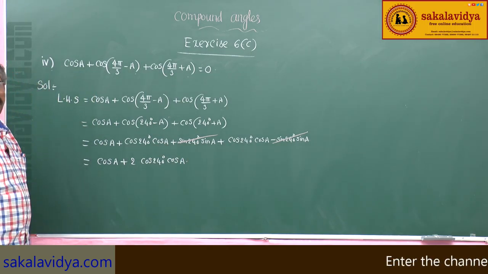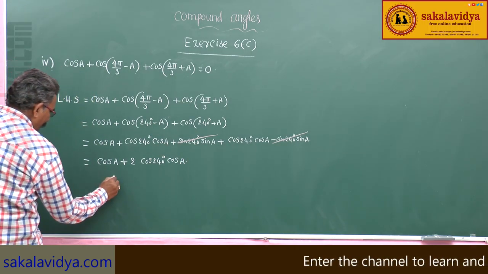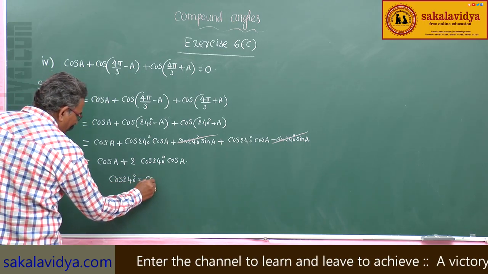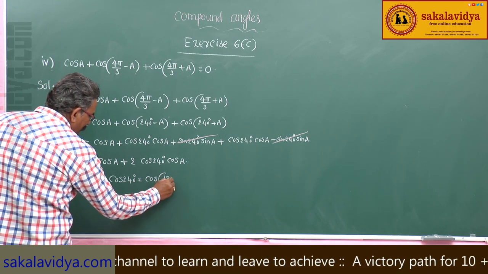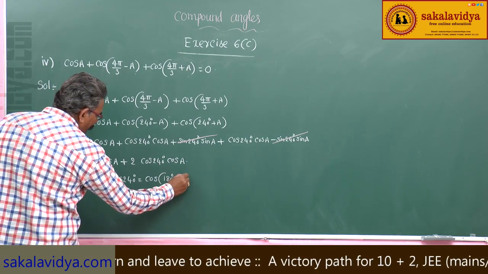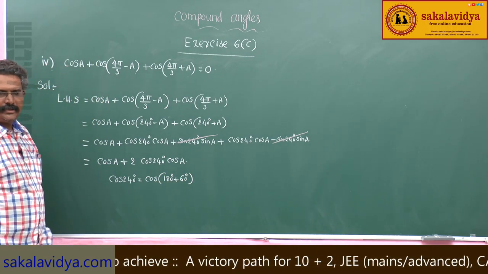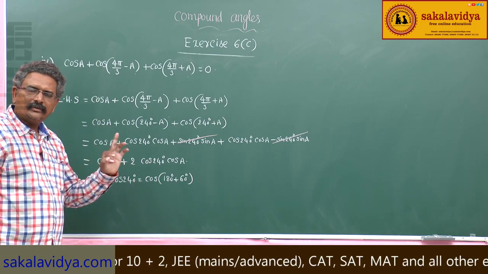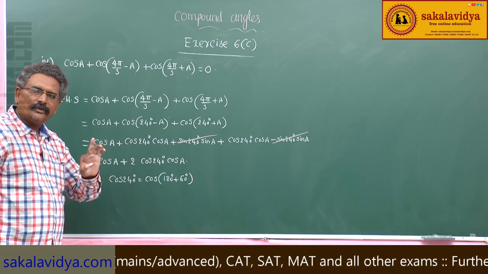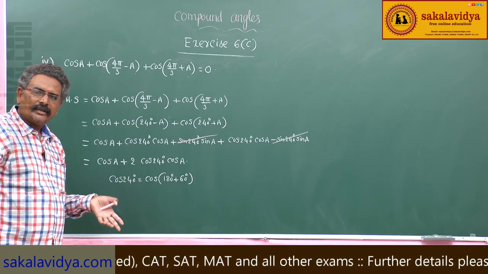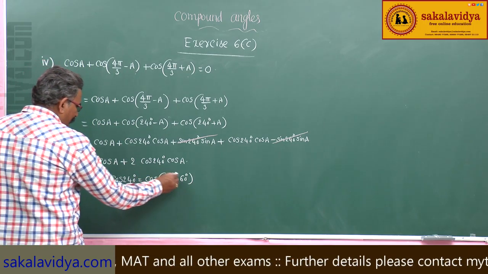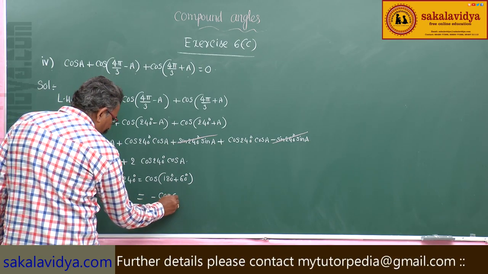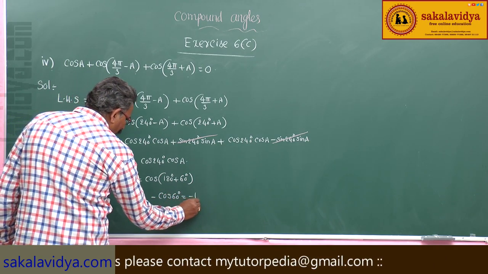Let us find out cos 240 degrees. Cos 240 degrees can be written as cos of 180 degrees plus 60. 180 degrees plus theta lies in the third quadrant. In the third quadrant, only tan and cot are positive, the rest of the ratios are negative. So cos of 180 plus theta is minus cos theta. So we get minus cos 60, which equals minus 1 by 2.